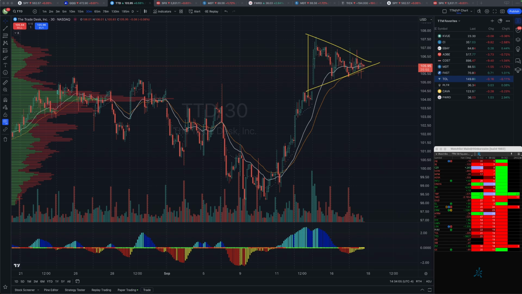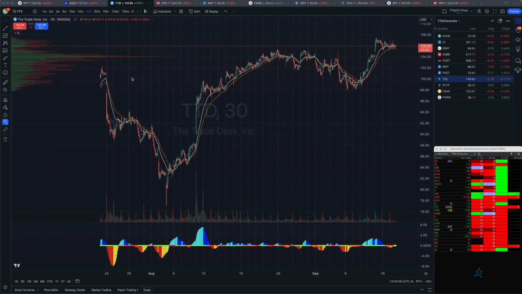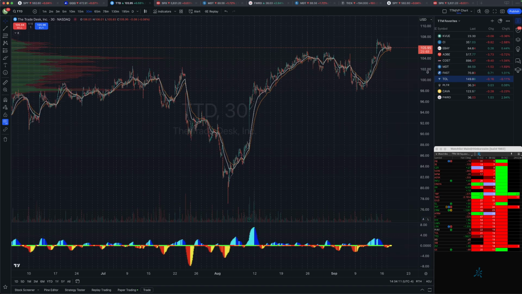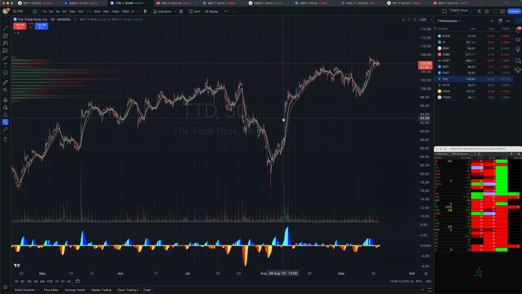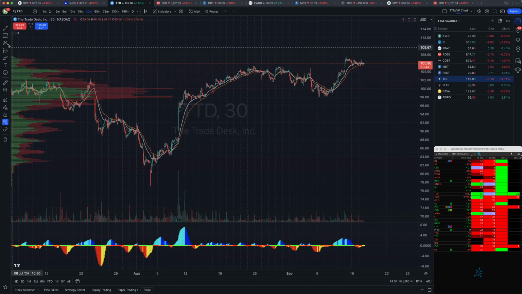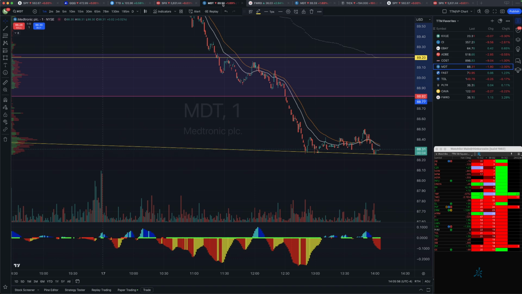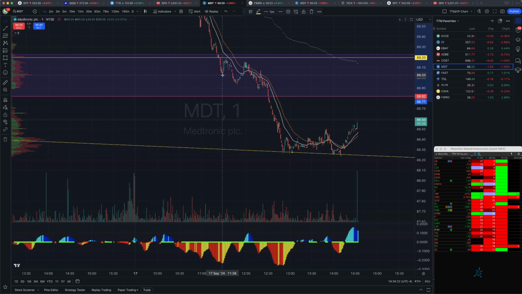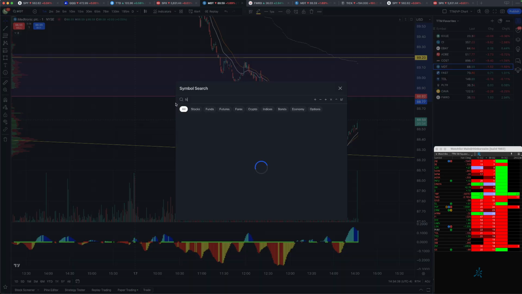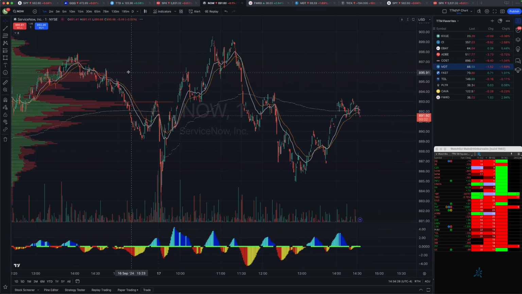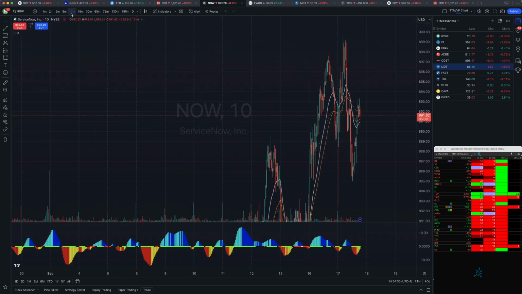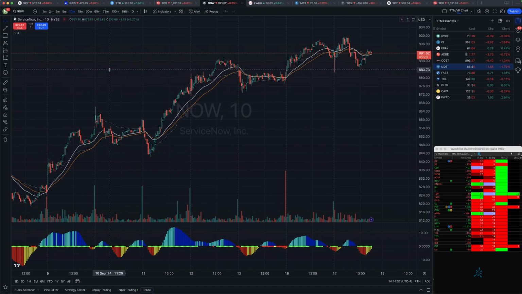Okay, does anybody have any questions on that? Let's see if we can find an inverted head and shoulders. Let's click around for a second. MDT is trying to get off the ground there. Let's click around for a second. Let's maybe go to a 10-minute chart. Let's see what we can find.